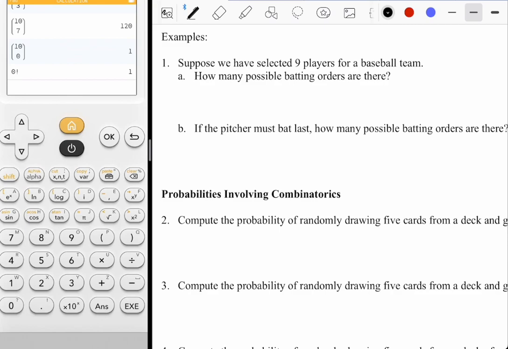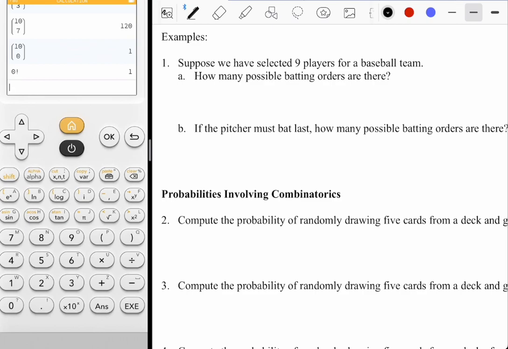A lot of different possibilities. So the batting order is predetermined. We're just trying to figure out, assuming all the players are of equal ability, what would be the number of possible orders that you could have. So this goes back to the factorial question, right?